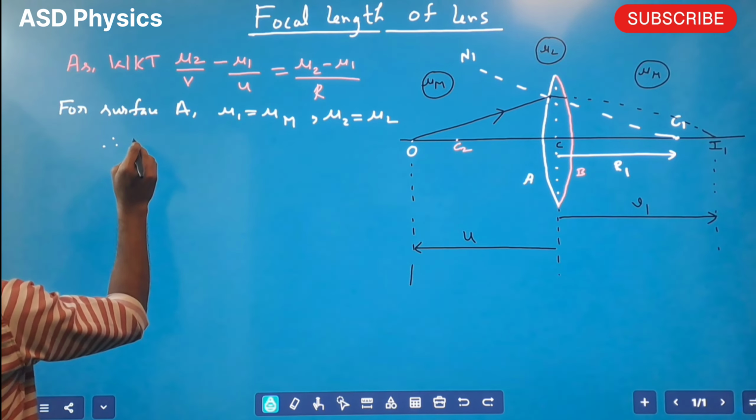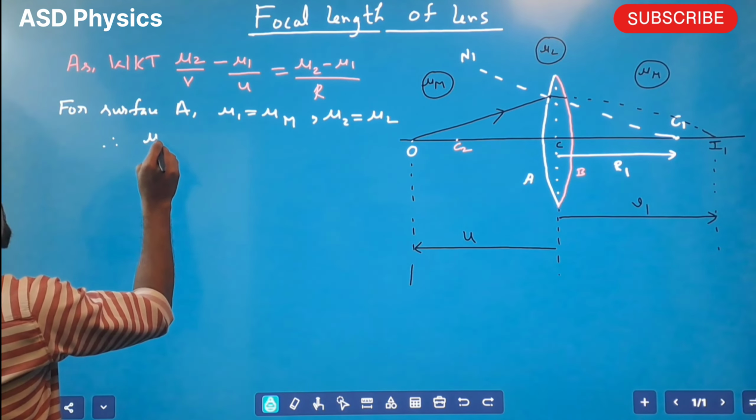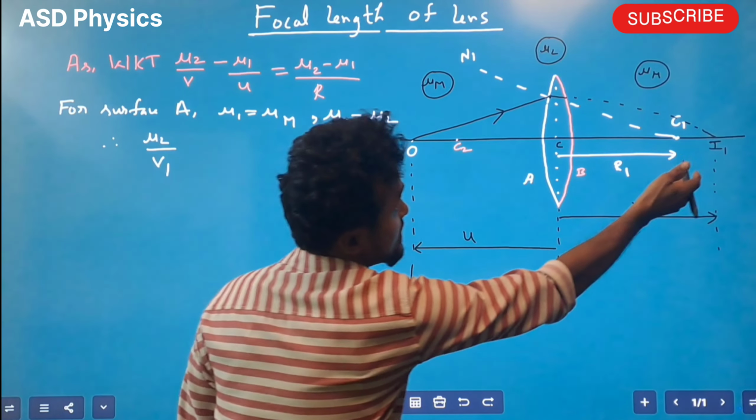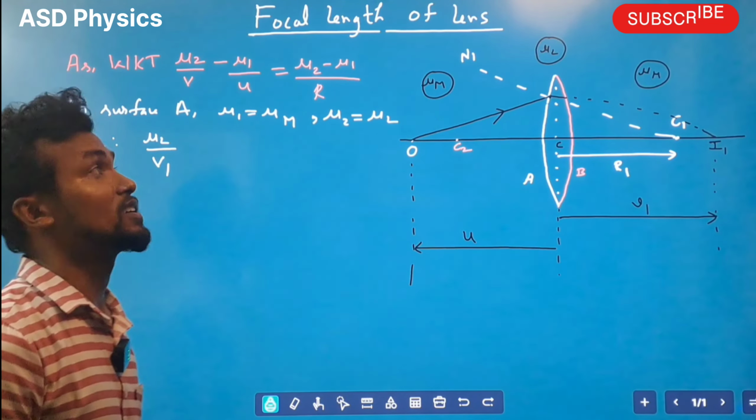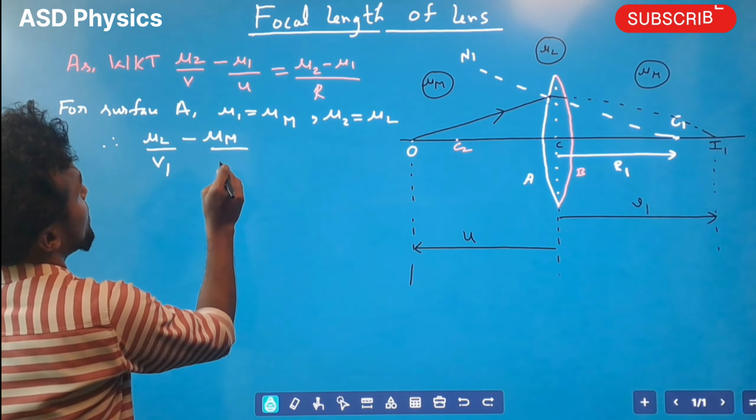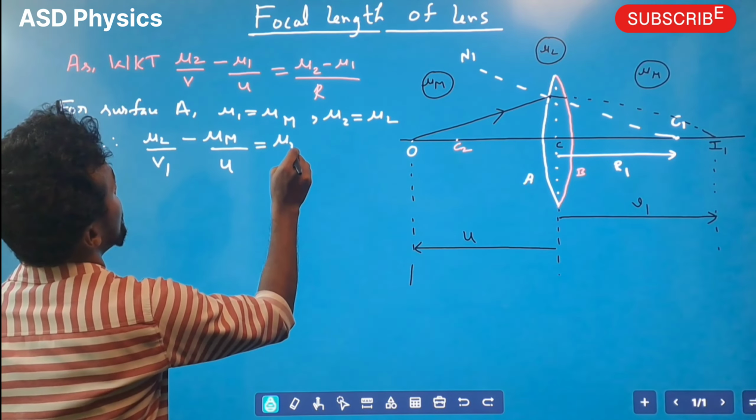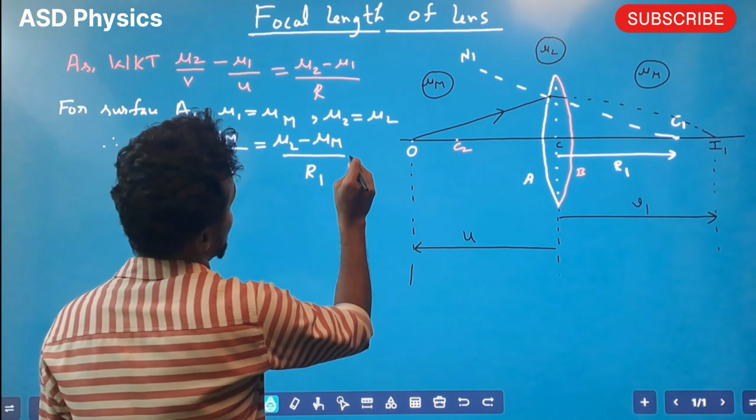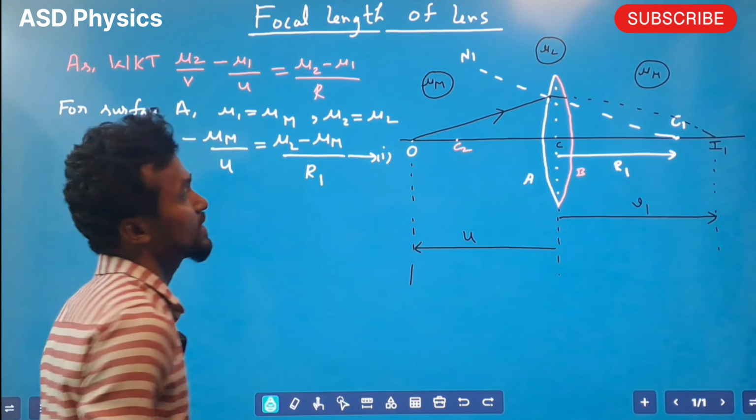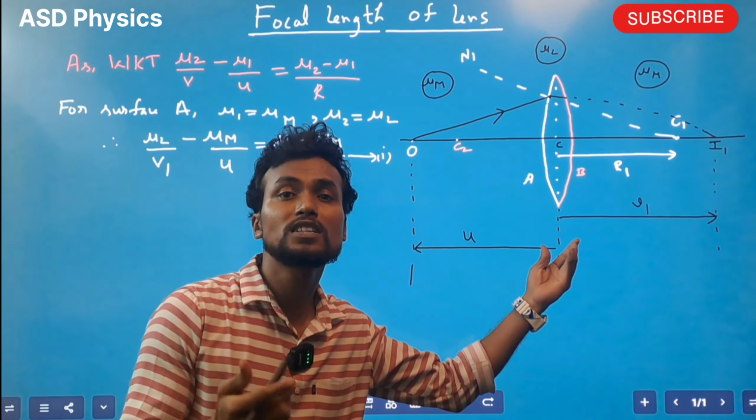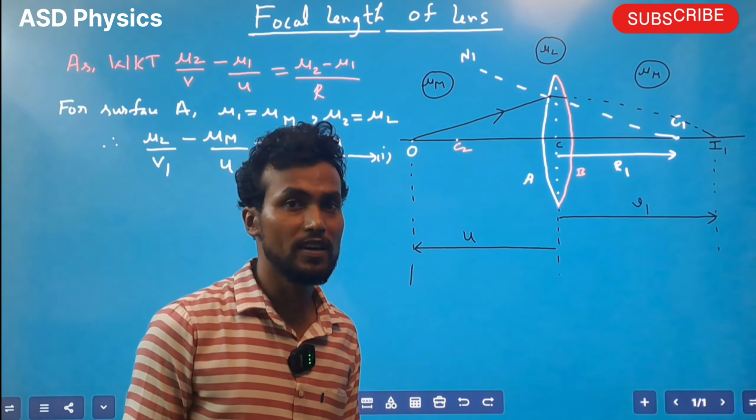Hence we can write: mu l by v1, the distance of the image from the optical center, minus mu m by u is equal to mu l minus mu m by R1. Let us call this equation 1. Now our equation 1 is ready. We have seen the refraction from which surface? We have seen it from surface A.